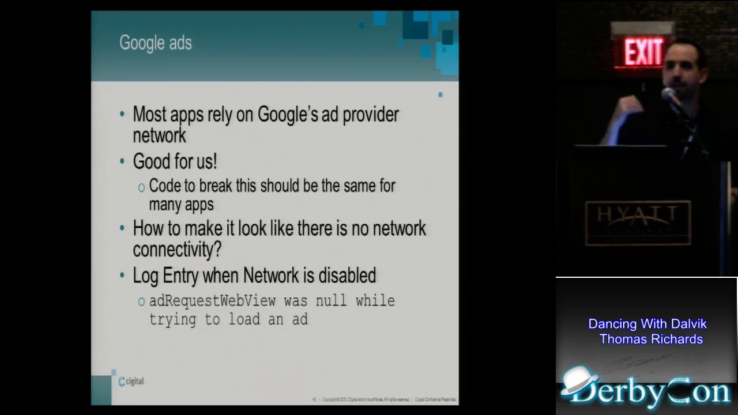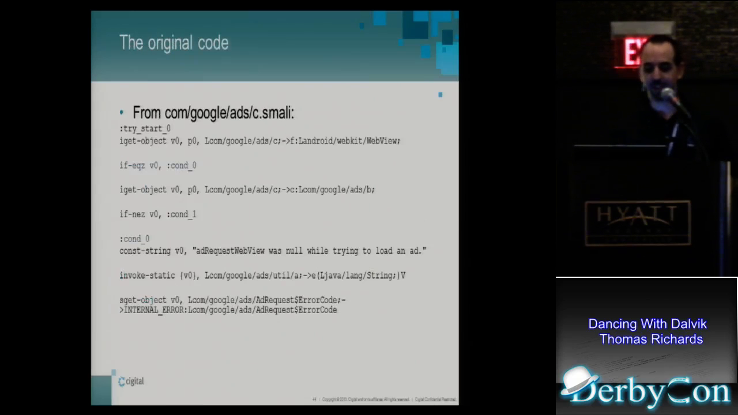So what I did is I turned off the radio and then fired up the app and watched the log. And luckily it spit out an error message when it didn't have connectivity. Error message at the bottom: ad request web view was null while trying to load ad. Fantastic. Now I just grep for that in the code. And I come up with this.